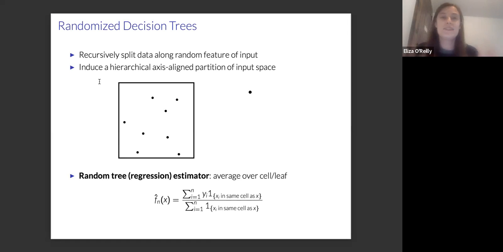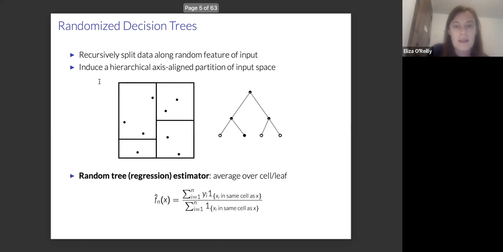So randomized decision trees are estimators that are obtained in the following way. We recursively split the data along a random feature or dimension of the input, like this animation shows. And this induces a hierarchical axis-aligned partition of the input space and simultaneously this random binary decision tree.